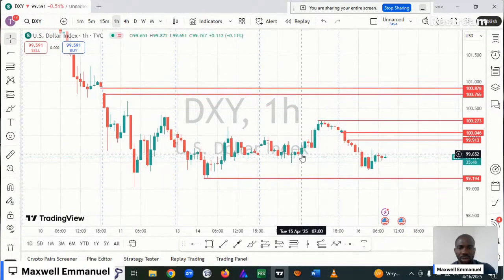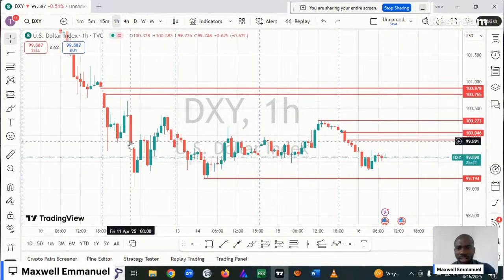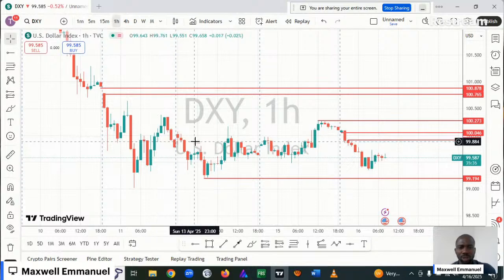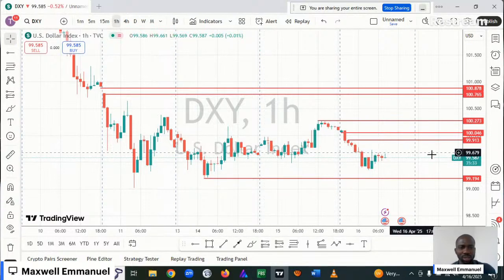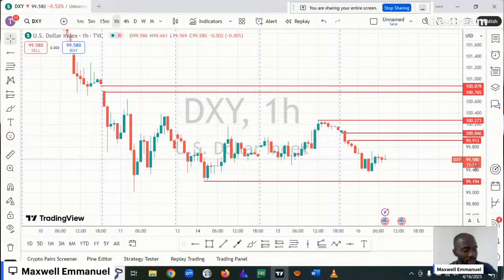Bearish on the dollar. You can see the momentum, sorry, the bullish momentum so far since the week opened has been weak. Buyers are not set yet. Let's see if the news would favor the dollar.